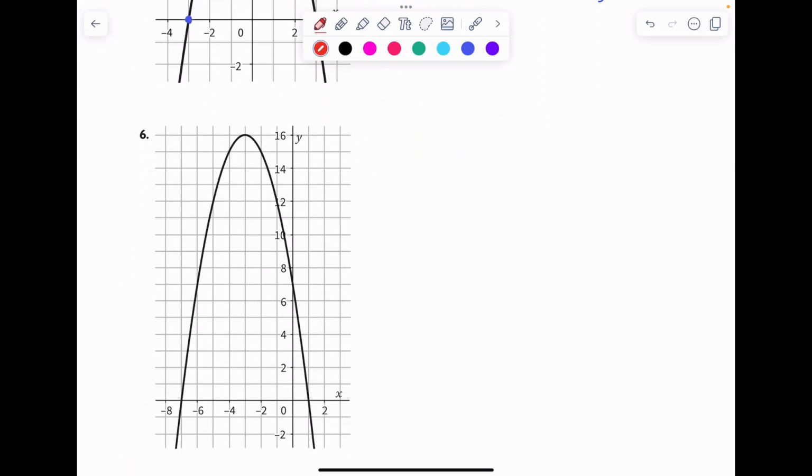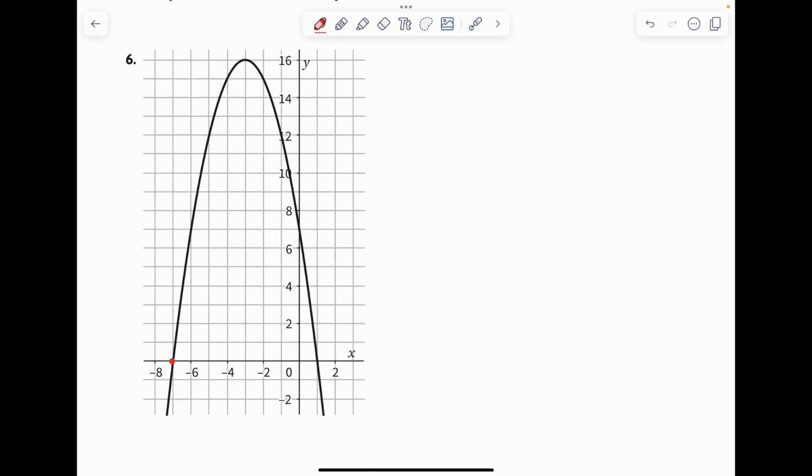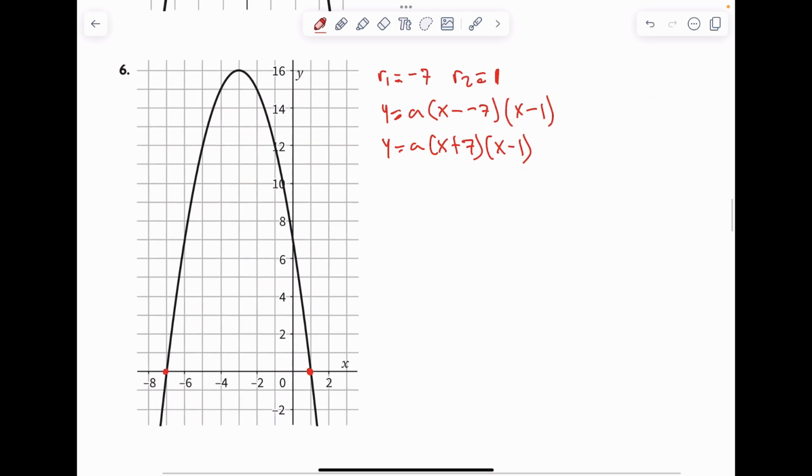Let's do the next one. Again, you look at your roots. We have roots there, and we have roots there. So r1 is equal to negative 7, and my root 2 is equal to positive 1. I have y is equal to a times (x minus negative 7)(x minus 1). This becomes a times (x plus 7)(x minus 1). And I want to pick a point. I can pick this point, or I can pick this point right here. I'll pick this one, 0, 7.